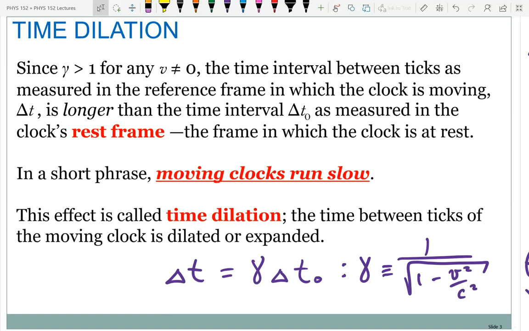Because that parameter gamma, the Lorentz factor, is always greater than or equal to 1, any other measurer that's not measuring the proper time is always going to measure a longer time, and thus we call it a dilated time. And so in that equation, delta t is the dilated time, the longer time, and delta t0 is the proper time, the shortest possible time that could be measured between our two events.